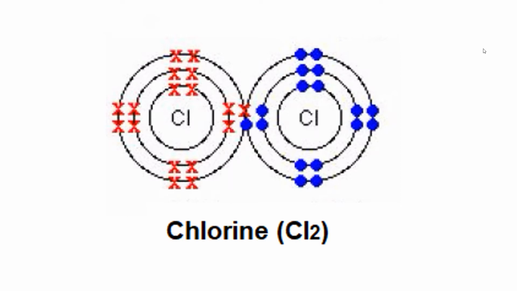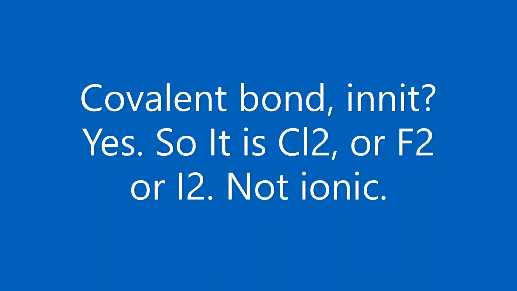However, if you put the 2 chlorine atoms together, you end up sharing the outer shell, and then you end up with 8 electrons in the outer shell for both of them. So here you have a full outer shell only when you're sharing them. And that is more stable than if you had just a single chlorine atom. So this is a covalent bond when they're sharing electrons. It's covalent, it is not ionic.